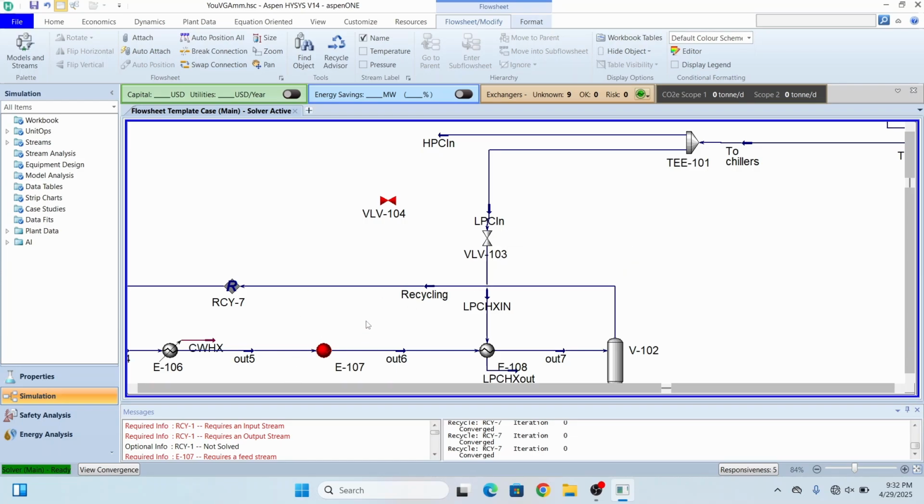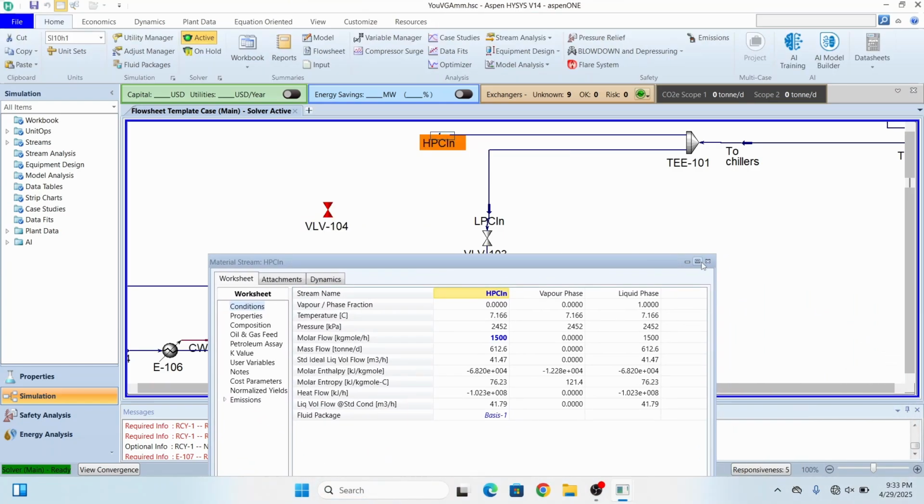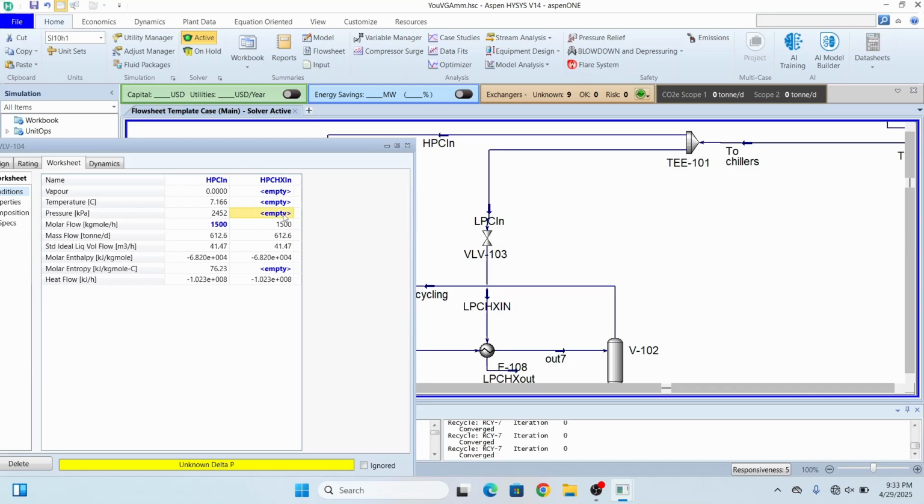After that, I will converge my high pressure chiller. For the high pressure chiller, again you place the valve over here. I will rotate it. So that's good. Double click on this heat exchanger. Oh, sorry, the valve. Its inlet will be high pressure in, and you can write its outlet stream as high pressure chiller heat X in. So that is good. Now again go to the worksheet for the high pressure.